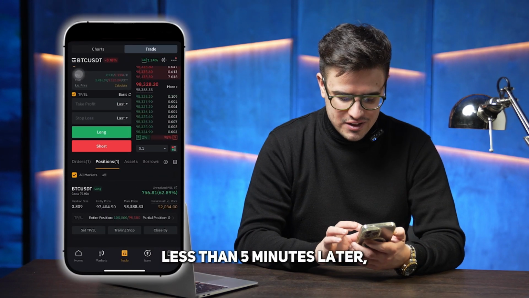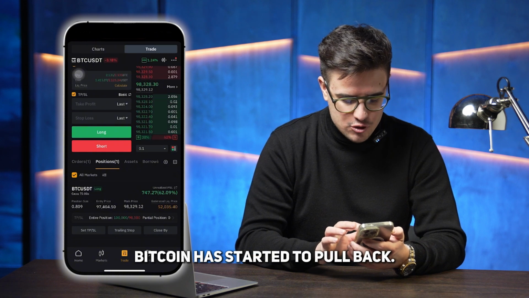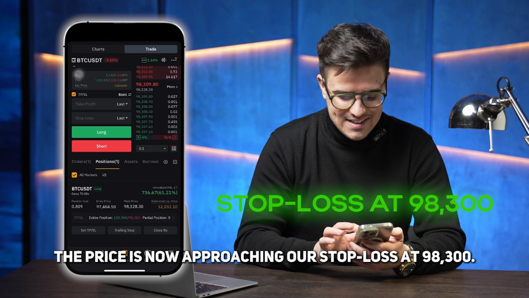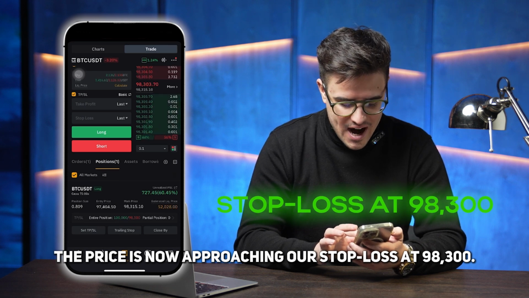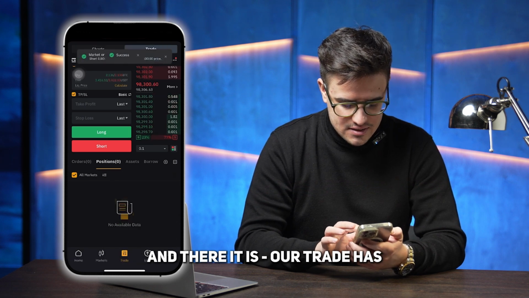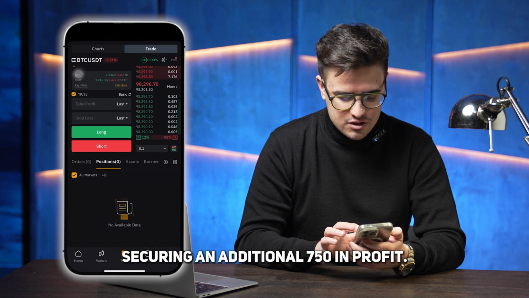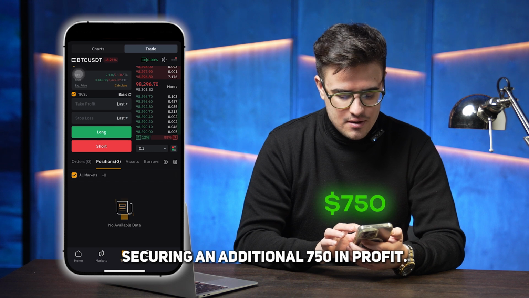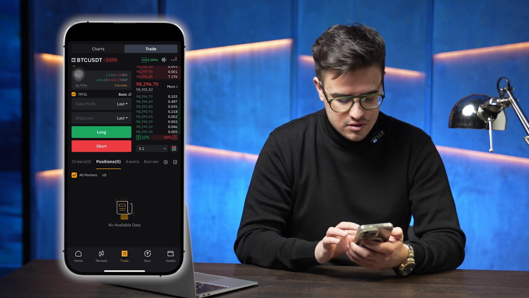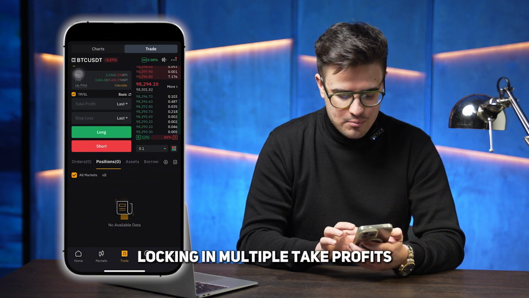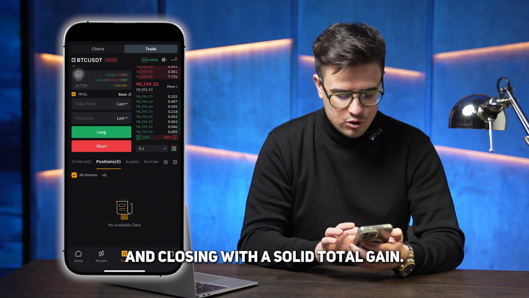Less than 5 minutes later, Bitcoin has started to pull back. The price is now approaching our stop loss at 98,300. And there it is. Our trade has closed at the stop loss, securing an additional $750 in profit. Overall, the trade was successful, locking in multiple take profits and closing with a solid total gain.